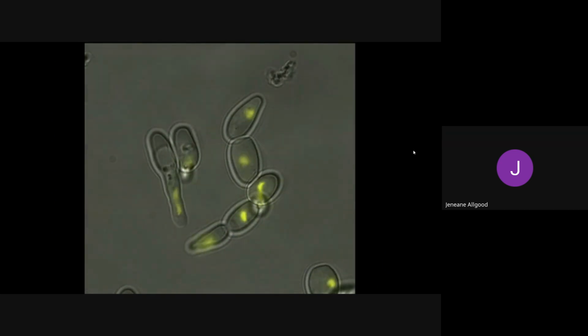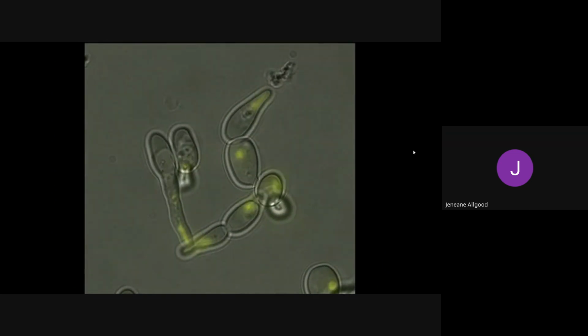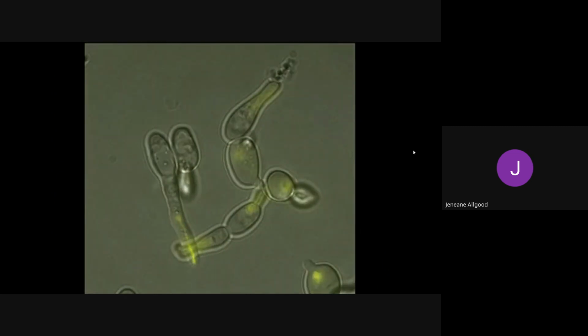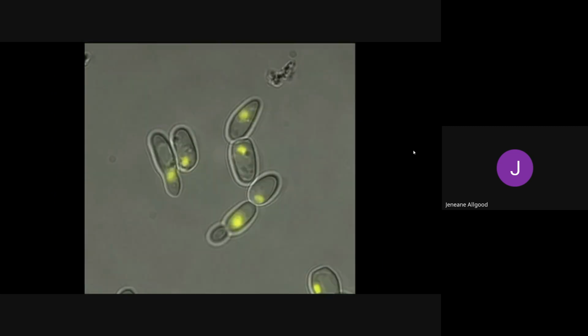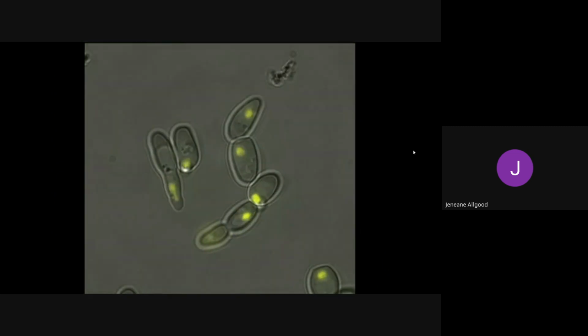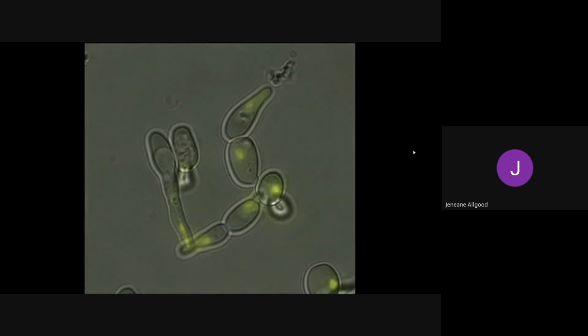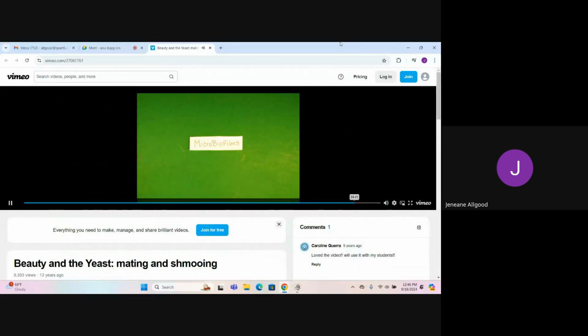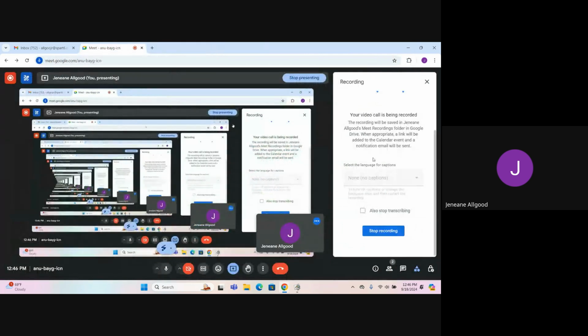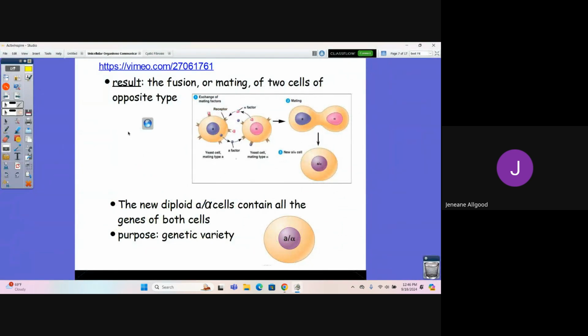So see how they're growing towards each other? Okay. So I know that's kind of cheesy, but it's a good way to learn about schmooing, which is how yeast cells, when they want some genetic variety, can find yeast cells of another mating type to reproduce with.